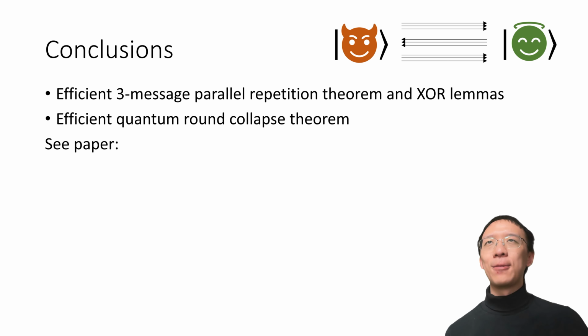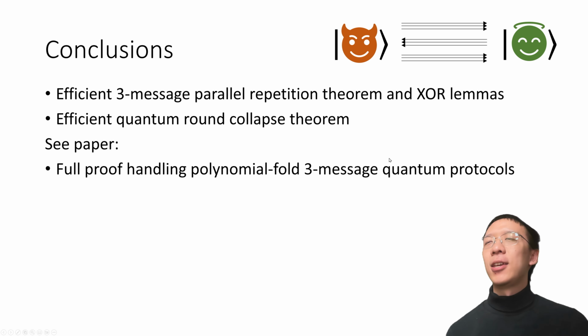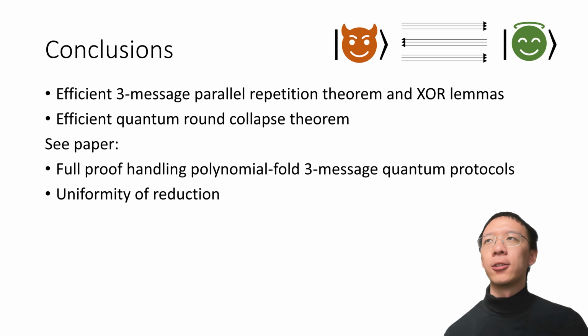So in this talk, I skipped a lot of things that you have to refer to the paper for. One thing is the full proof, including how you handle any polynomial for parallel repetition, and also the more general case of 3-message quantum protocols. Another thing that I glossed over is having a uniform reduction. Here, for the classical proof, I only discussed how to do the proof in a non-uniform fashion, and there is additional work involved in order to make the reduction uniform.